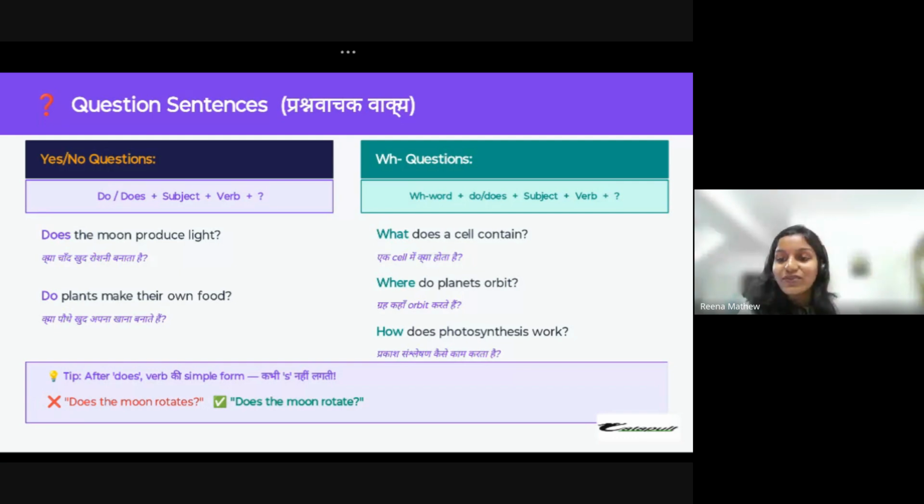Do you like to play chess? Do you like blue color? Yes, everyone's making sentences with do. Okay, yes, thank you. Swara has said, does he write? But let me correct the spelling. Does he write? Thank you.